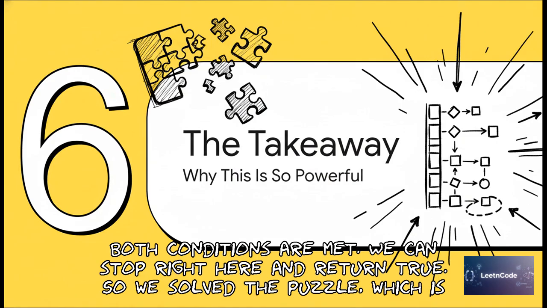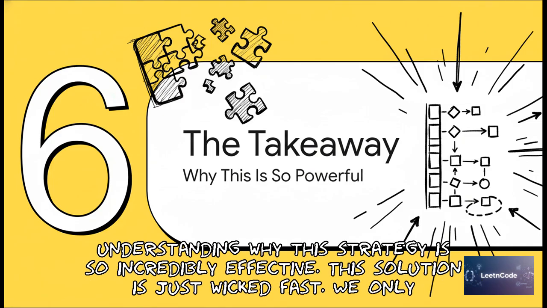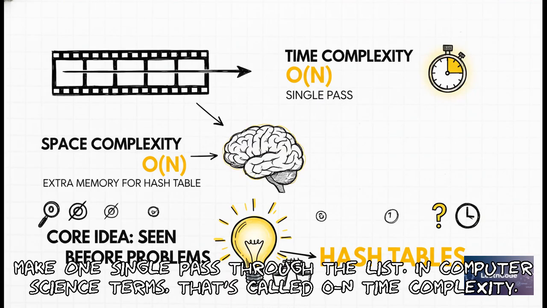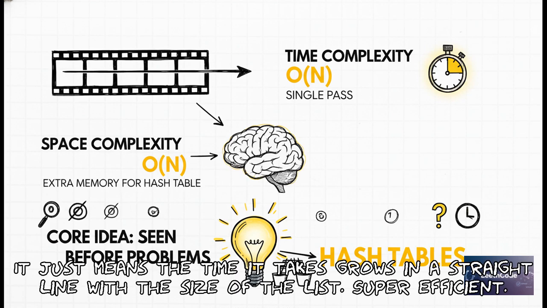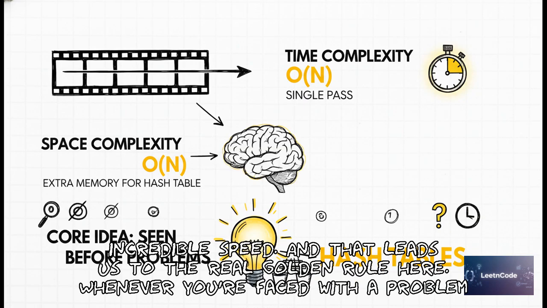So we solved the puzzle, which is great. But honestly, the most valuable part of this whole thing isn't just the answer itself. It's understanding why the strategy is so incredibly effective. This solution is just wicked fast. We only make one single pass through the list. In computer science terms, that's called O(n) time complexity. It just means the time it takes grows in a straight line with the size of the list. Super efficient. Now, we do use a bit of extra memory for our hash table, but that's the trade-off that buys us this incredible speed.